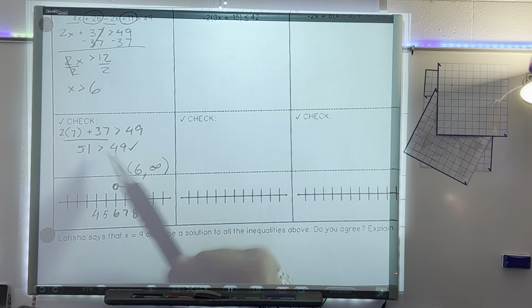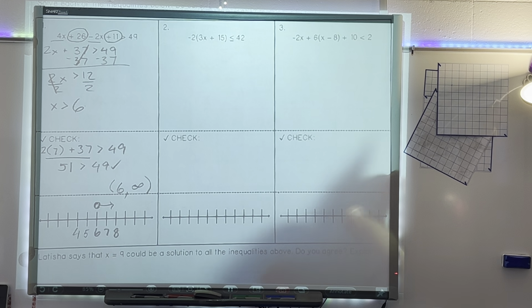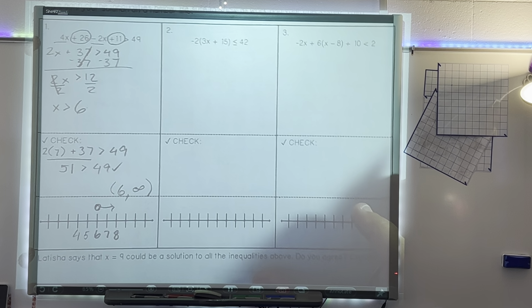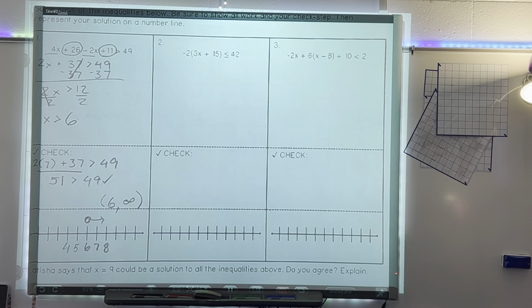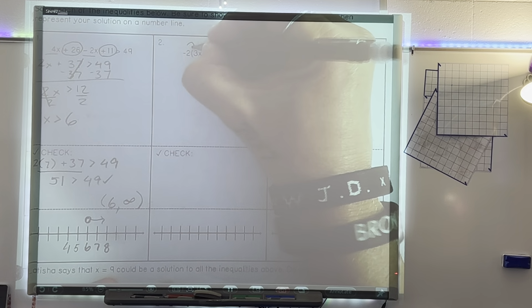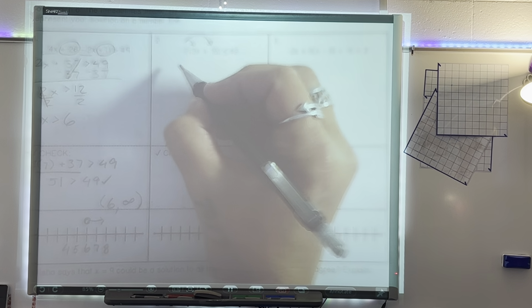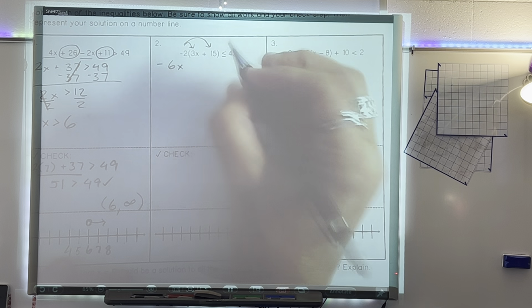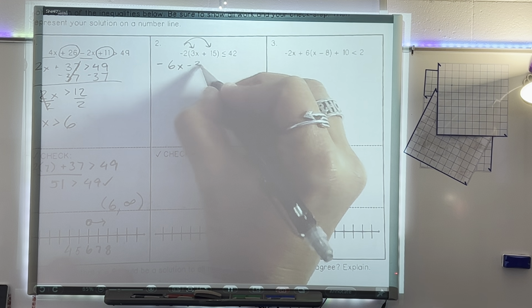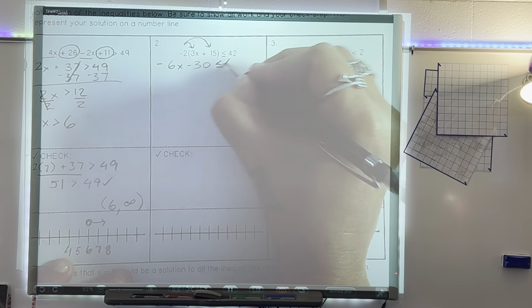I'm not gonna do the check on all of these. Y'all should be able to check that in the calculator, I'm gonna let y'all do that. Alright, Kaylee, what do I do first on number 2? You distribute. Okay, so I got that. So when I distribute, what am I getting there, y'all? Minus 30, less than or equal to 42.